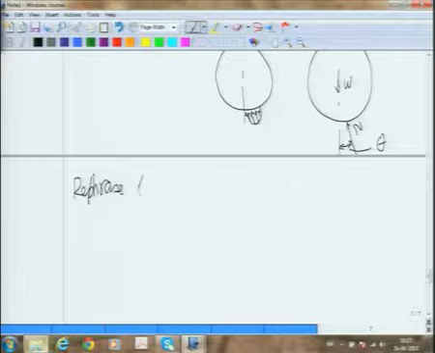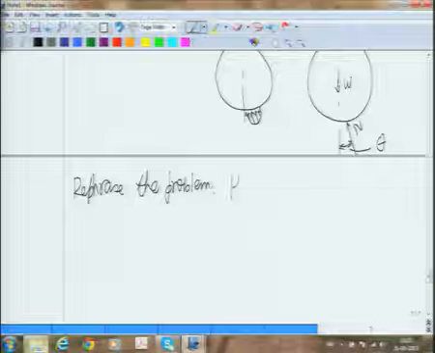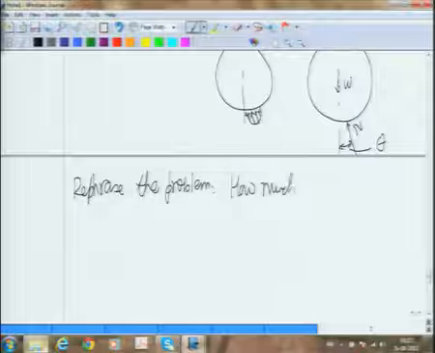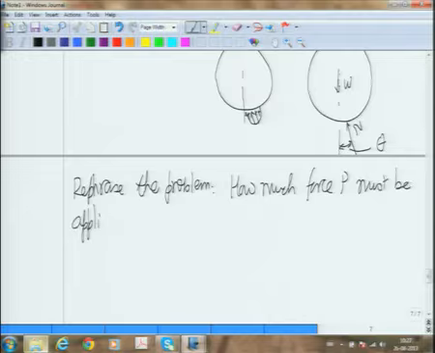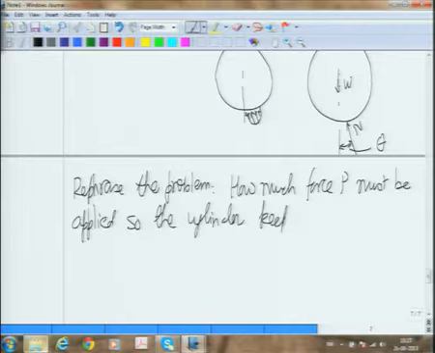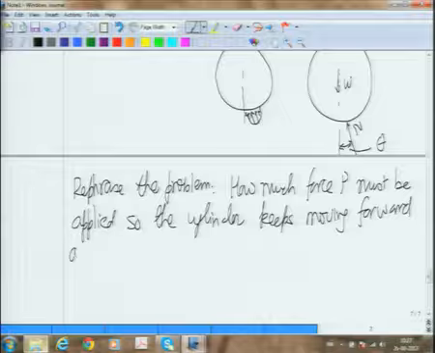Rephrase the problem. How much force P must be applied so the cylinder keeps moving forward at a constant speed.